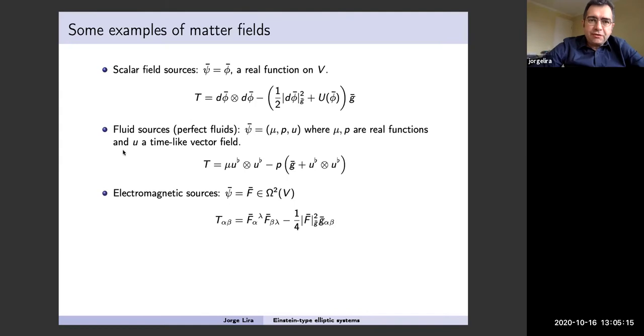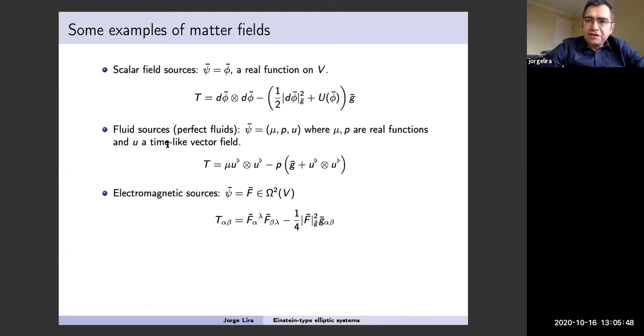So in that work, you can consider different sources which are not vacuum, but actual sources of matter, like some scalar field. In that case, you just consider some real function phi in V, like a real potential. And then T is given by that expression, which is quite familiar to people that work in harmonic maps. So you can just consider this T tensor originated by the scalar field phi.